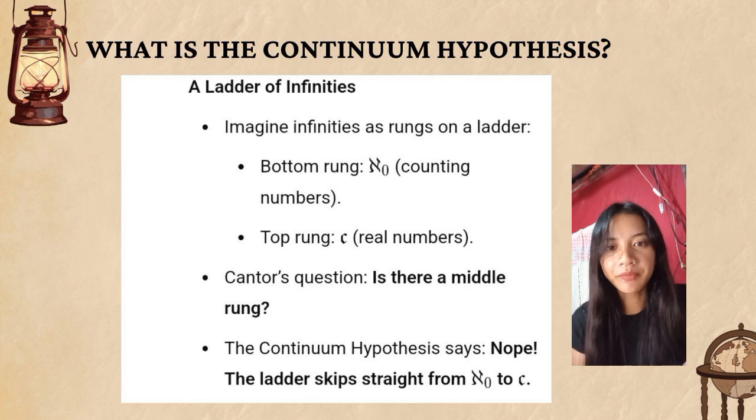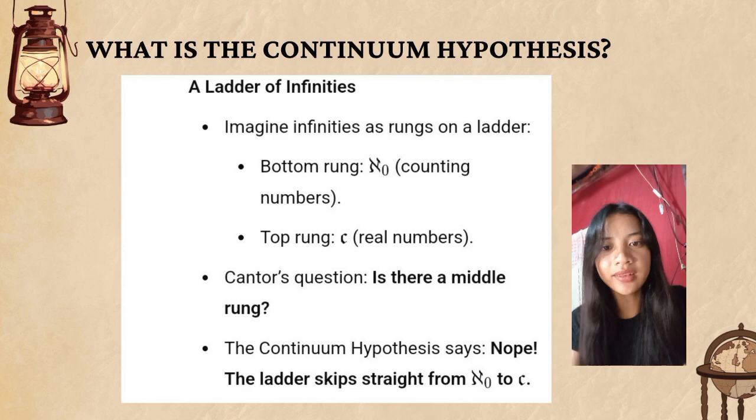The bottom rank is Aleph Null, the cardinality of the set of counting numbers. The top rank is the continuum, the cardinality of the set of real numbers. Is there a middle rank? The continuum hypothesis says no. It asserts that the ladder skips straight from Aleph Null to the continuum, meaning there's no set with a cardinality strictly between these two.